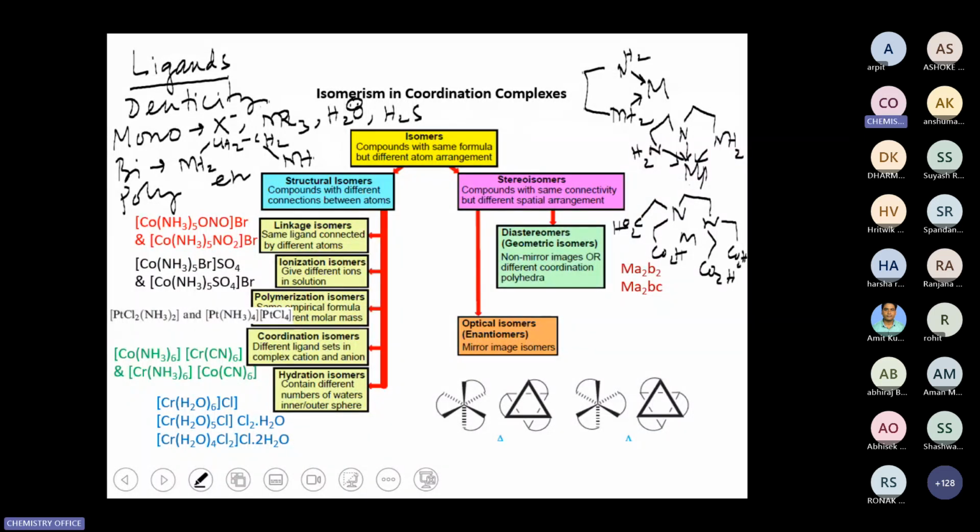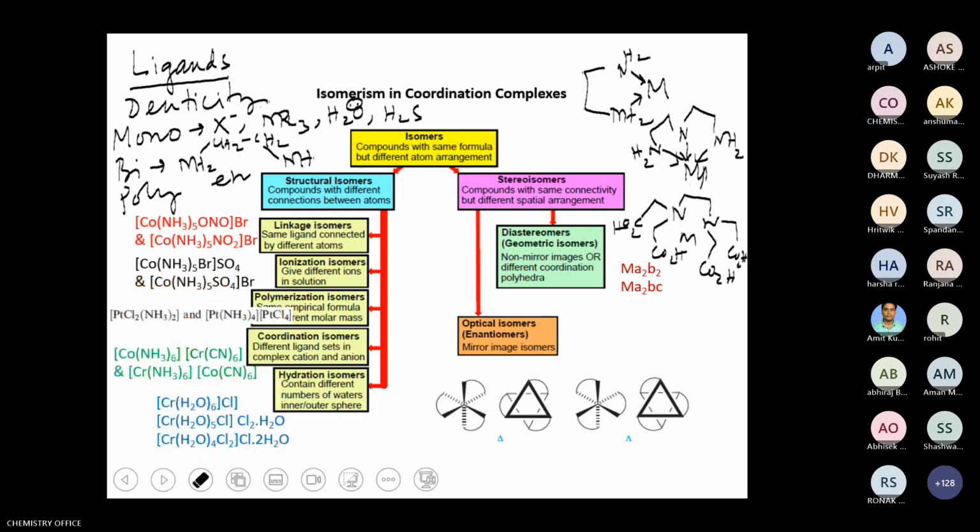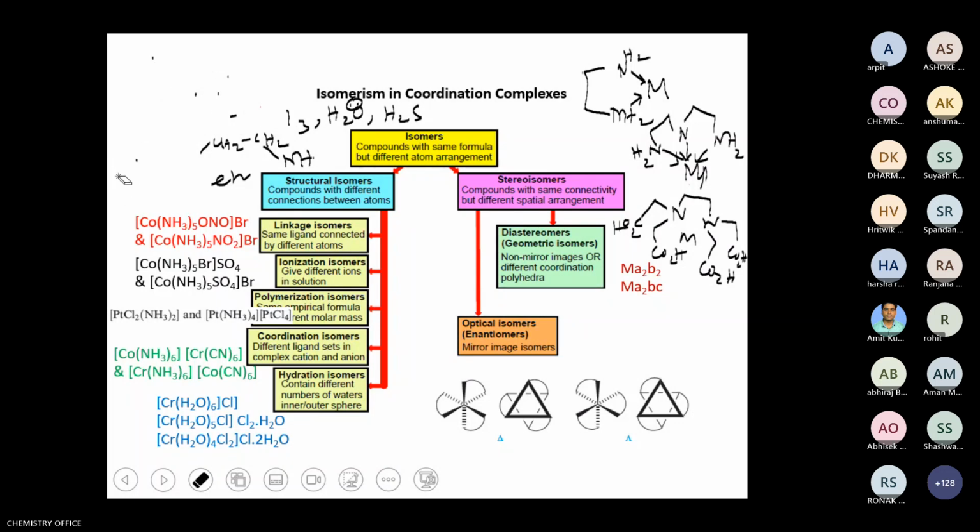Now I will complete the ligand portion here. If you have any questions, you can post them in the chat box.